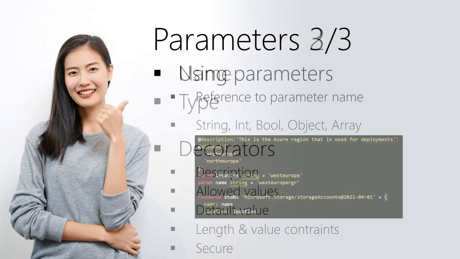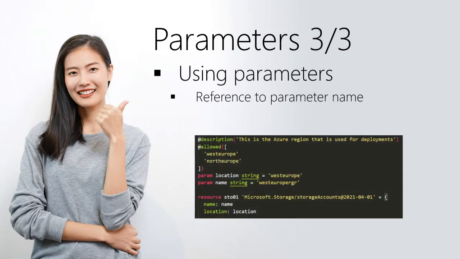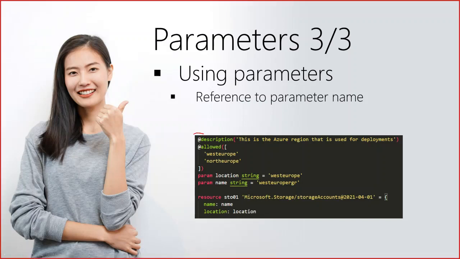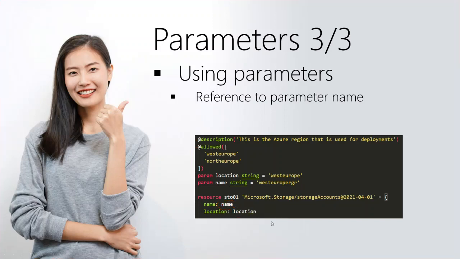And then finally, if you want to use a parameter, once it's declared, you can see this right here on top. So this is the parameter, and up here you have the decorators, which is in this case a description and the allowed values. You can then use the two parameters here, location and name, by just defining what parameter you want to use, in this case, to deploy a storage account. So you just reference the name of the parameter, and then you're good to go. This is why these names need to be unique in the Bicep configuration.